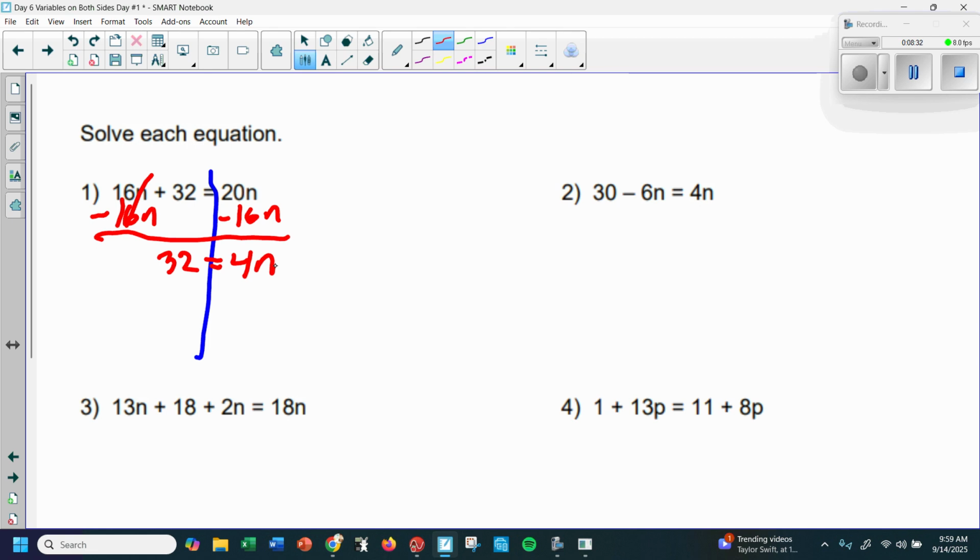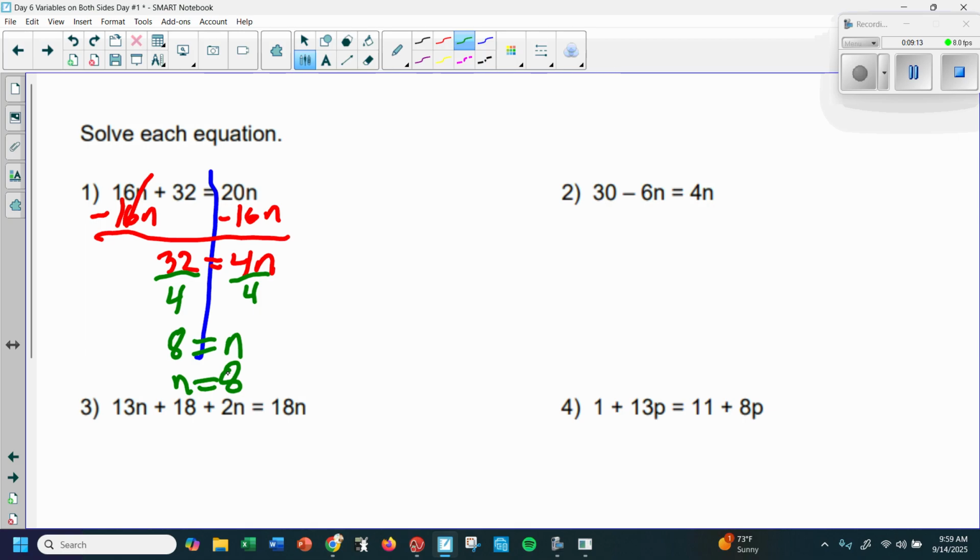Now that all the variables are on one side, this is a very easy question to solve. These aren't bad as long as you know that one step. It's that, do you know that one step? On a quiz, a lot of kids don't. So if you did get to this part, it's easy now. Since you're multiplying by 4, divide by 4, and you get 8 equals n. Or you can write n equals 8. It doesn't matter. I personally always put the variable first. So, not so bad, hopefully.